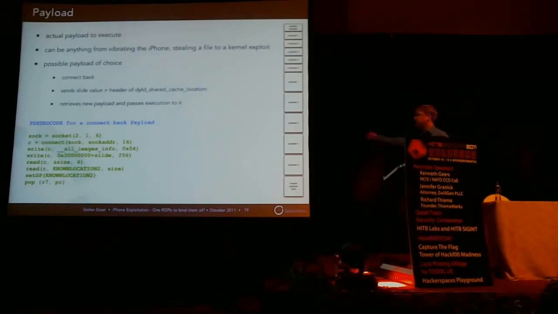So the pseudocode of the connect back payload will look like this. You first create a socket, connect to the socket, then of course it's not that simple. You have to check that the write succeeds and writes everything. So you write all the image information which contains the slide of the dynamic cache. Then you send the first 256 bytes of the cache, which should be enough to identify what cache is actually running on the other side. Then you read the size of the new payload. You read the payload at the known location, set the stack pointer there, and then you return there.